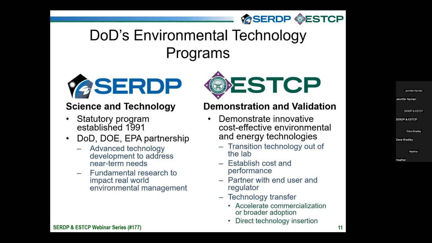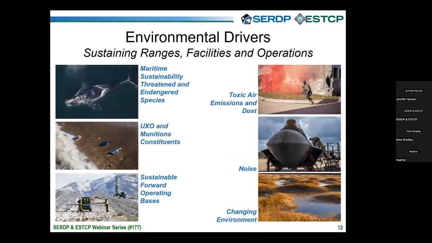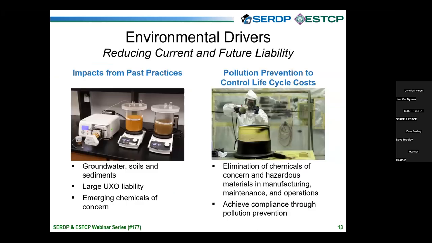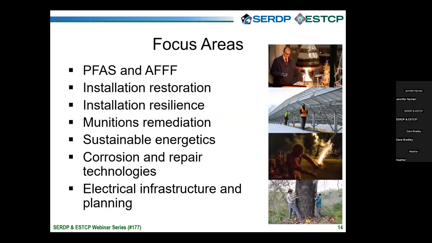There are several environmental drivers for the type of work funded by SERDP and ESTCP, with the underlying objective of sustaining DoD ranges, facilities, and operations. One key environmental driver is the reduction of current and future environmental liabilities. This involves addressing contamination from past practices, UXO contamination, and developing management approaches for contaminants of emerging concern. We have several main focus areas for research and demonstration at SERDP and ESTCP as shown here.